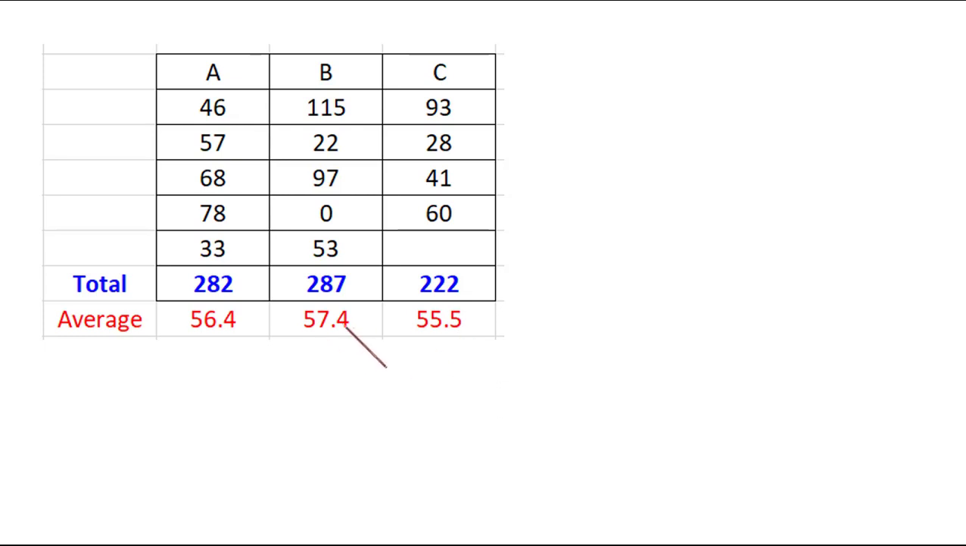Now, looking at the average, you would say that, of course, this player B is a better player than A, and then A is better than C. But would you really like to choose B instead of A or instead of C? So, how do we decide that? Of course, their averages are not very far away from each other. To help us in this particular thing, we make use of standard deviation.